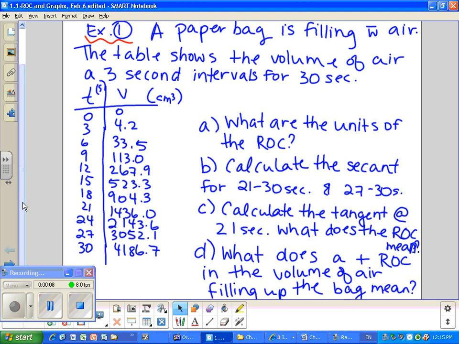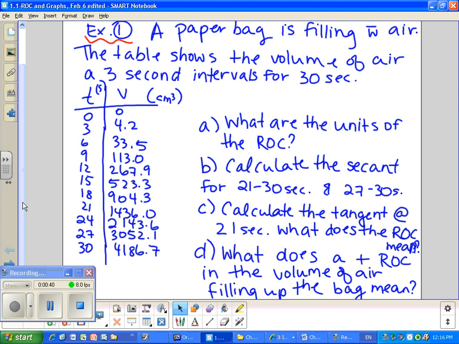Going into a paper bag, and it's going for 30 seconds at 3-second time intervals. So the first question that we have to figure out is what are the units of the rate of change? If we think about what rate of change is, what are we dividing? Slope, okay. But in the slope, what's the numerator? Y values over x values, or dependent variables over independent variables. So can we say what our y values are in this case and what our x values are?